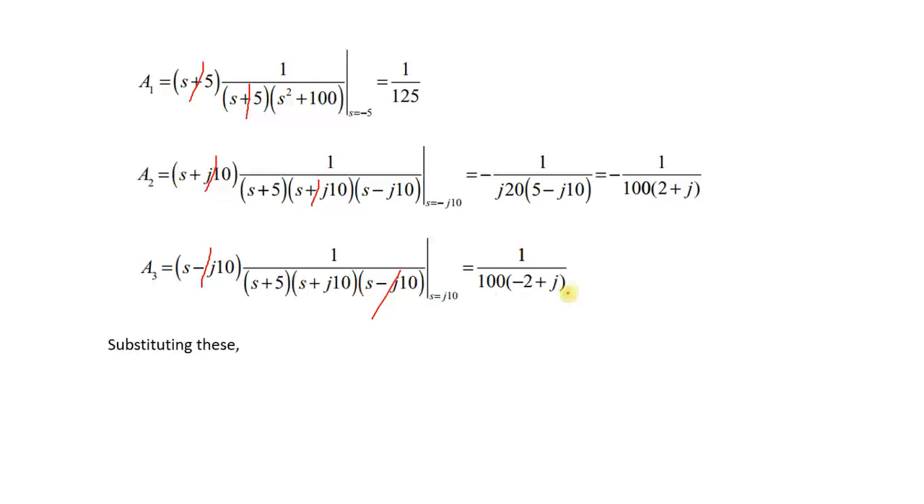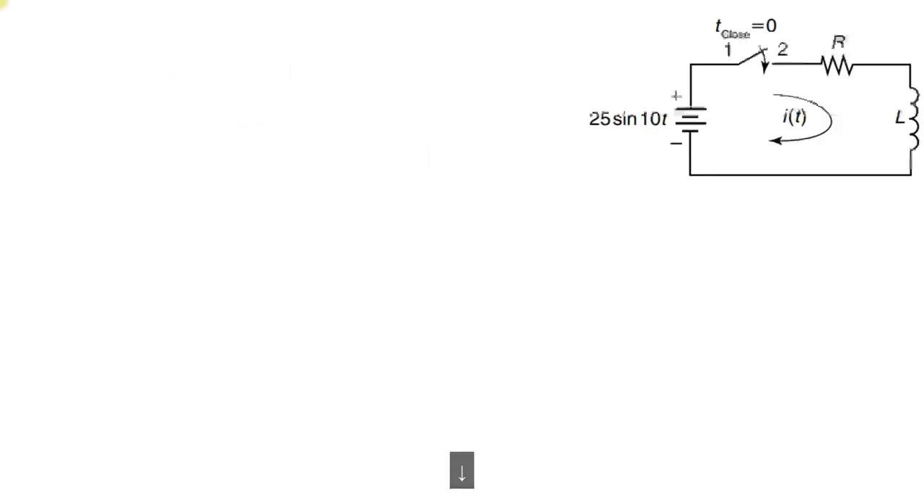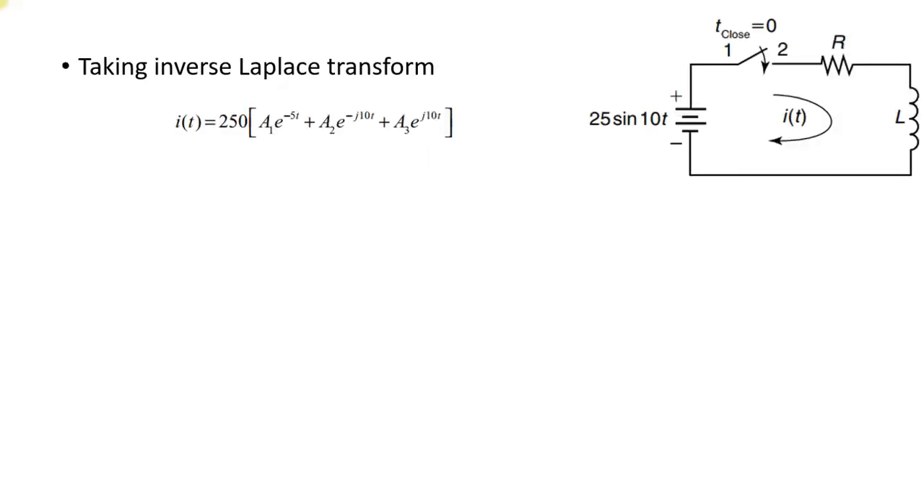So substituting this in the corresponding equation. Finally I should substitute all the corresponding values. Now you take the inverse Laplace transform. So you know that here s plus 5 is present. If I take the inverse Laplace transform, it is nothing but e power minus 5t. Similarly it is e power minus j10 into t, and e power plus j10 into t. Okay, so just take the inverse Laplace transform, it should look like this.